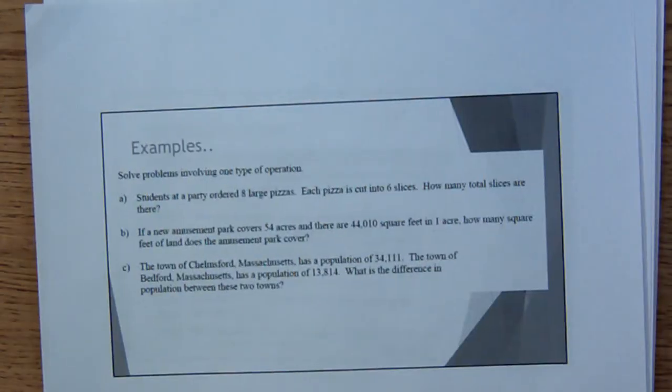Here are some problems. The first one says a student at a party ordered 8 large pizzas. Each pizza is cut into 6 slices. How many total slices are there? Problem B says if a new amusement park covers 54 acres and there are 44,010 square feet in 1 acre, how many square feet of land does the amusement park cover? And the third one says you have a town in Massachusetts that has a population of 34,111 and another one that has a population of 13,814. What is the difference between these two towns in terms of the population?